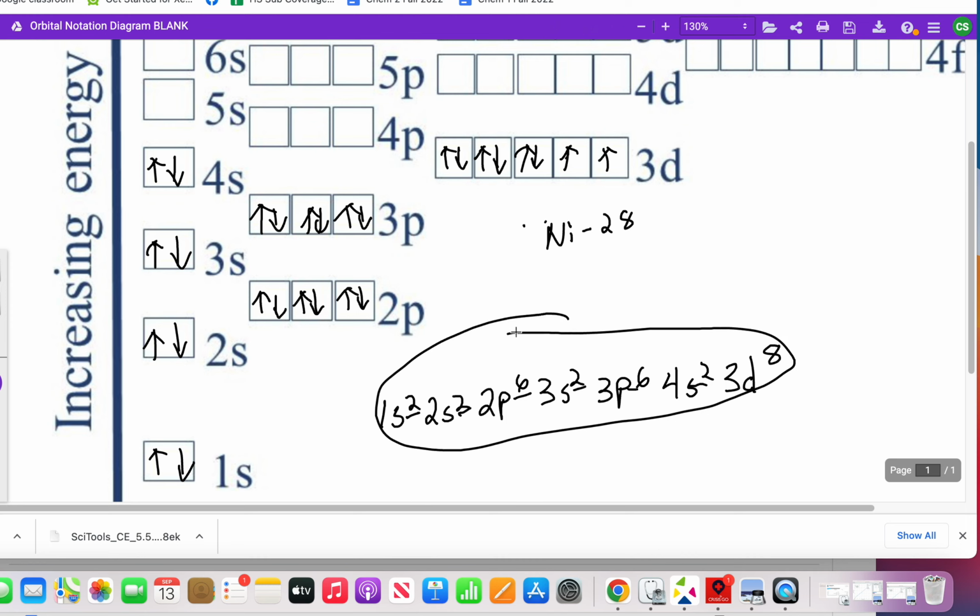Okay, that's how to do an orbital notation. First, start with the Aufbau principle. Start at the bottom and work your way up from lowest energy to highest. Second, follow the Pauli exclusion principle. Orbitals can hold a max of 2 electrons and they have to have opposite spin. And then follow Hund's rule. Orbitals of equal energy each get 1 electron before they pair up. Okay, that's it.